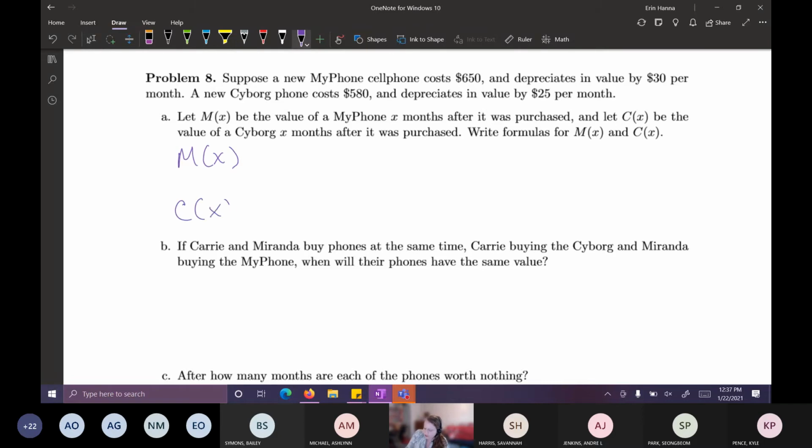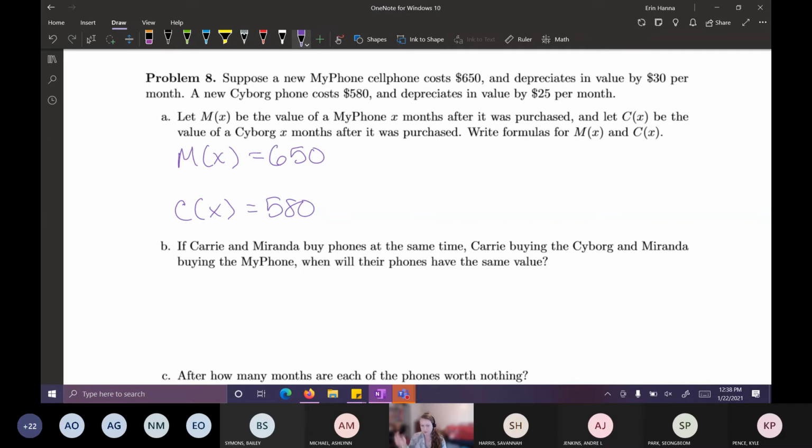So essentially the two things we need to notice is that they have a starting value and then tell us how much it's changing over time. The starting value is essentially going to be our y-intercepts. So we have m of x for the MyPhone started at 650, and then the c of x for the Cyborg, super cool names, right? It started at 580.